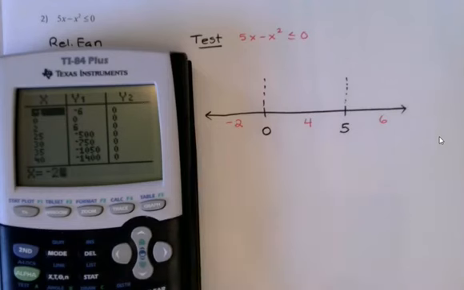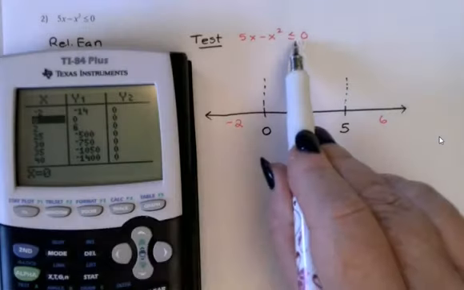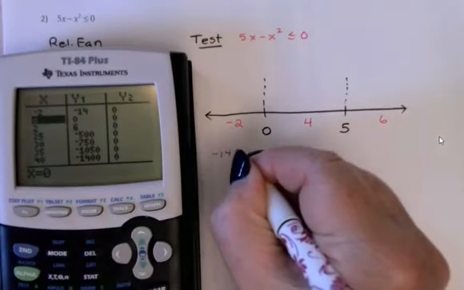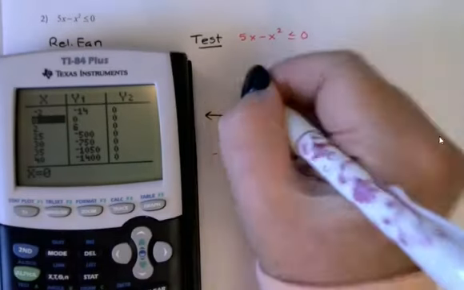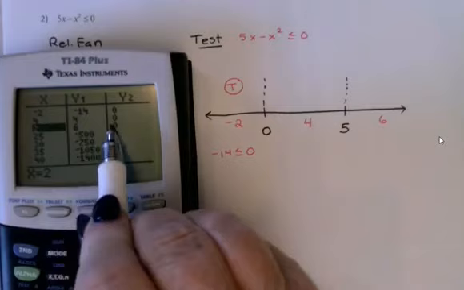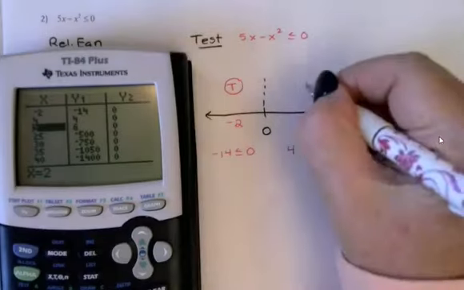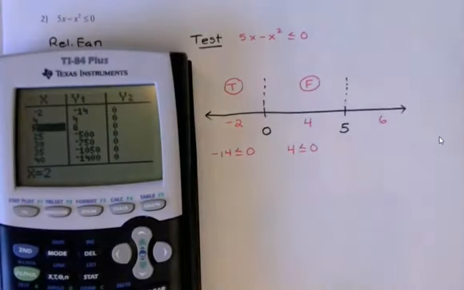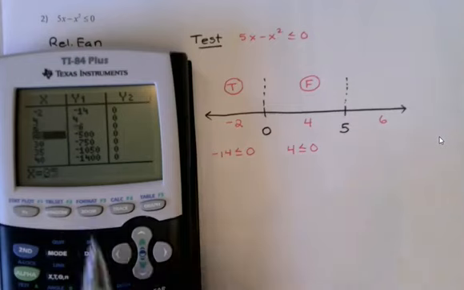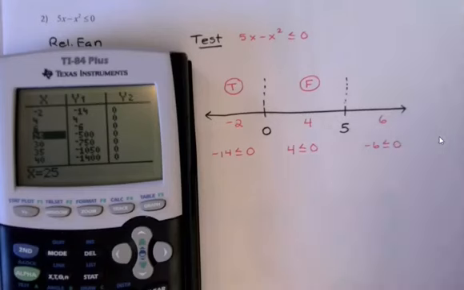My first test value is negative 2. I have negative 14 and 0. I wanted less than or equal to, and that's certainly true. My next test value is 4. I'm getting 4 and 0. Of course, 4 is not less than or equal to 0, so we're looking at false in that interval. And then finally 6. I'm getting negative 6 and 0. Negative 6 is less than or equal to 0, so we're true again.